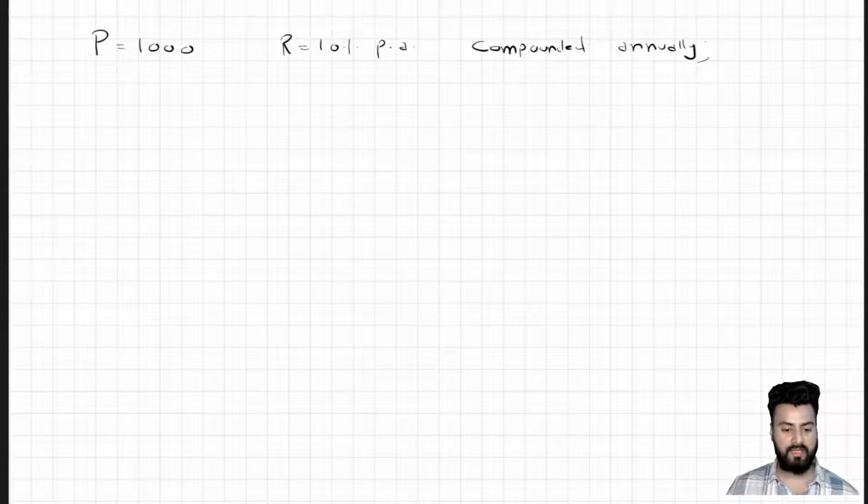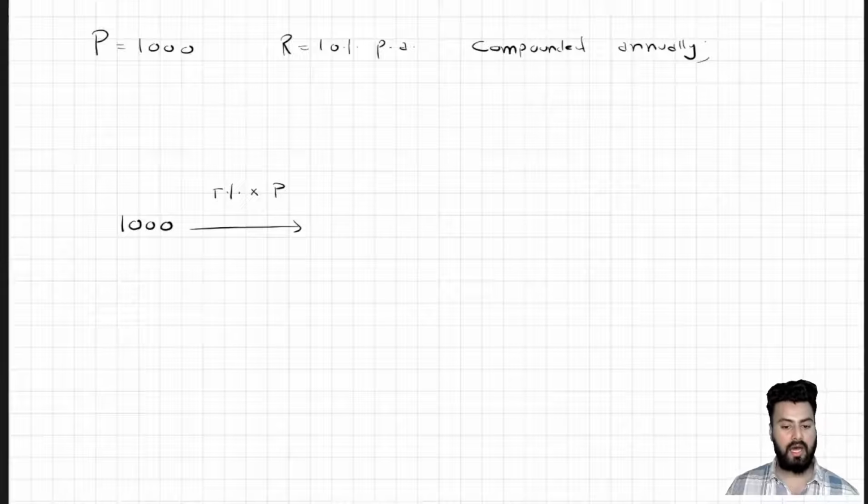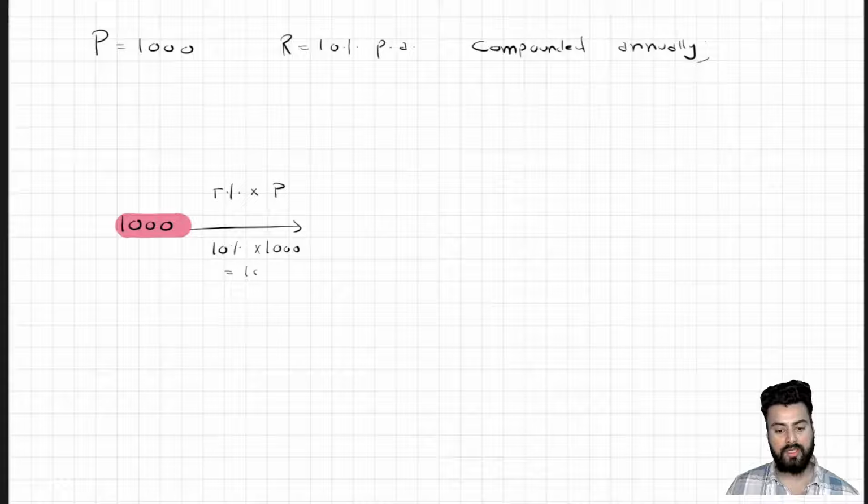Okay, so I'll start with this amount. This is the amount which I have deposited. And then what is going to happen? I'm going to get R percent of what? R percent of principal. R percent means 10% of what principal? The amount which I am starting off with. So I have started with 1000. So this is my principal. When you do the calculation, you'll get 100.